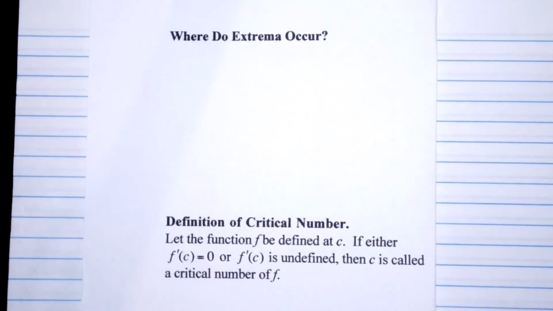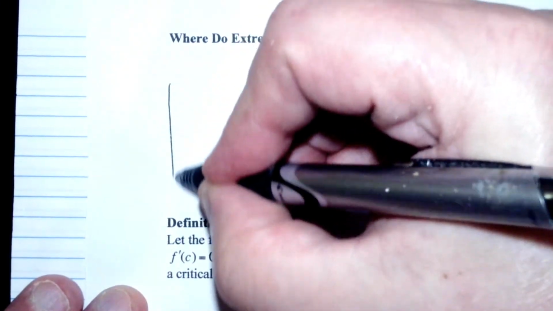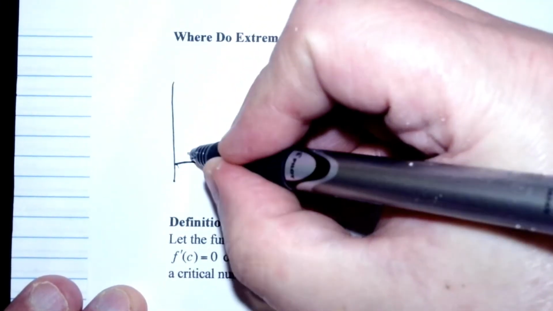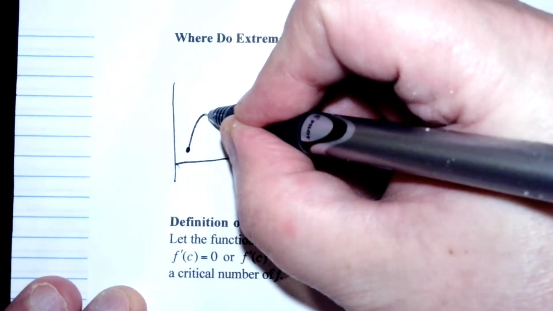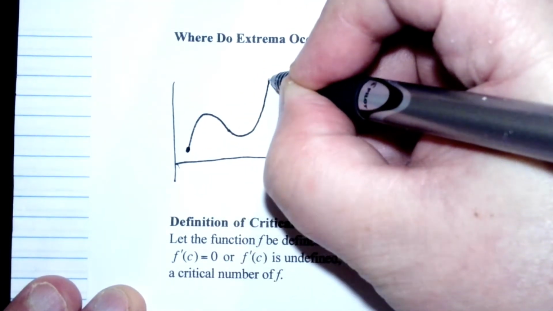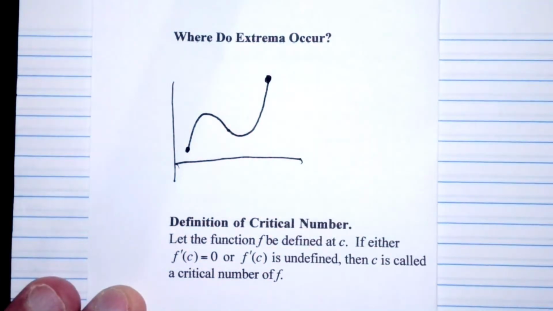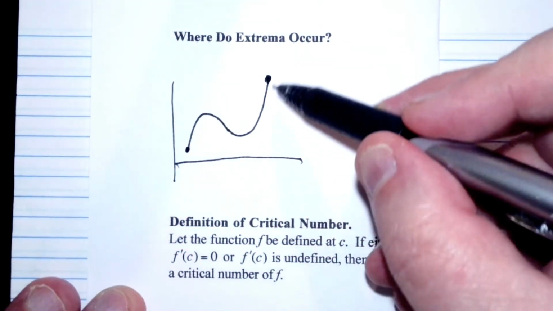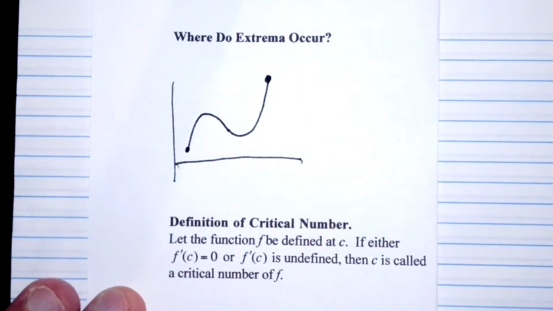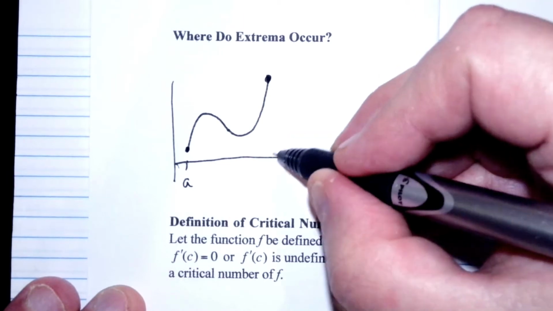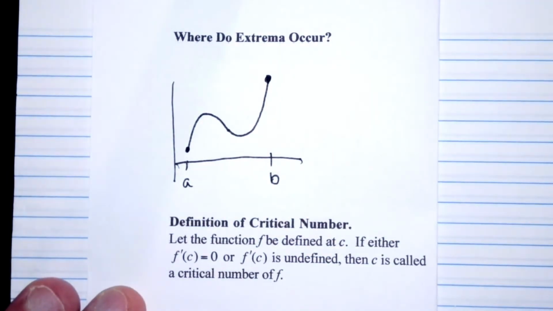Now we're going to look at where extrema occur. If we're talking about a closed interval, you could have a function that looked something kind of like this. So the graph of the function consists of just the part that I've drawn here. And so the absolute minimum occurs at A, and the absolute maximum occurs at B.